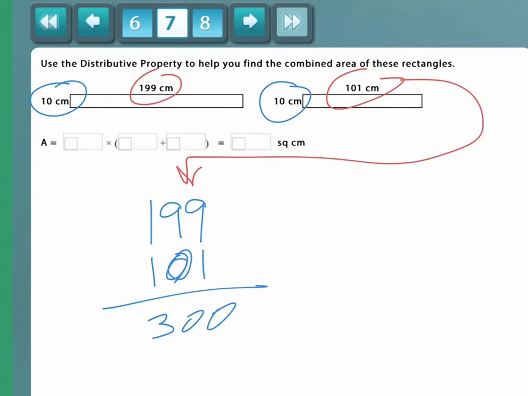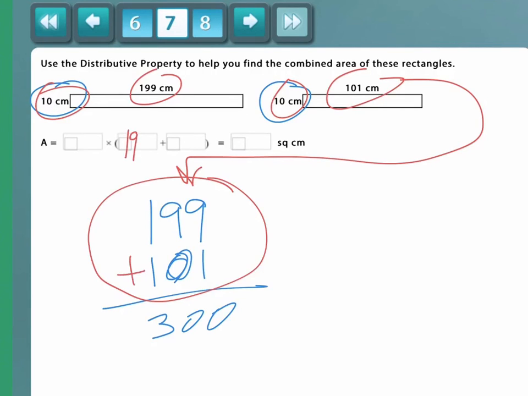Okay, so we're using a distributive property here. You see that both numbers are multiplied by 10, 199 times 10 and 101 times 10. So if I put together the 199 and the 101, I end up with 300. So I'm going to go ahead and combine those two because I know the distributive property works. So 199 plus 101 is 300 and times 10, so the answer should be 3,000.